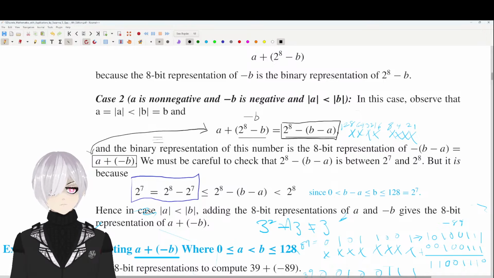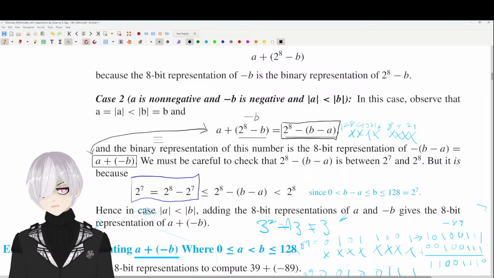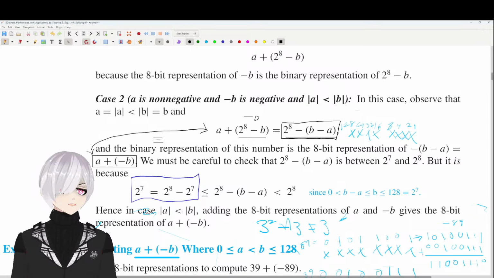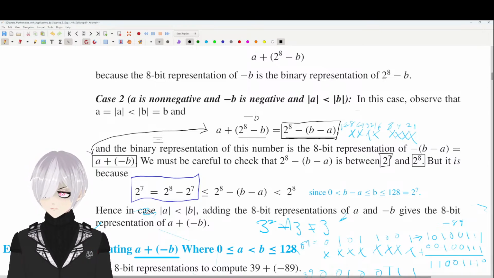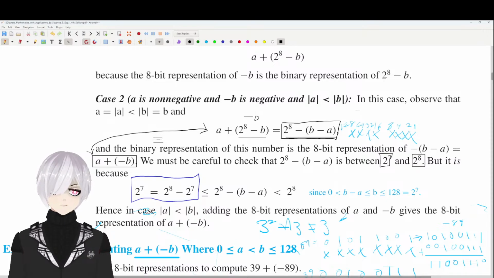Right. And then here's something interesting. It says we must be careful to check that the two's complement of B minus A is between 2 to the 7th and 2 to the 8th. Yeah, the reason for that is that the numbers between 2 to the 7th and 2 to the 8th are the ones that have a leading one. Those are the ones that represent negative numbers.